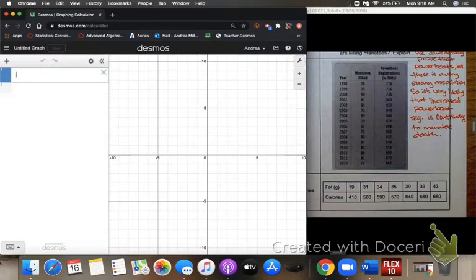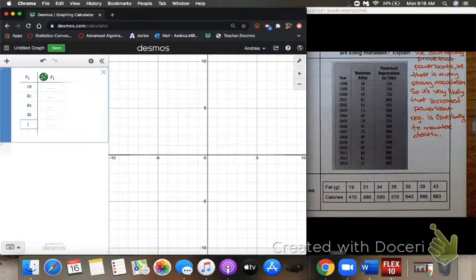So let's go ahead and add in a table of values. My fat numbers are 19, 31, 34, 35, 39, 39, and 43. And then here are my calorie numbers: 410, 580, 590, 570, 640, 680, and 660.